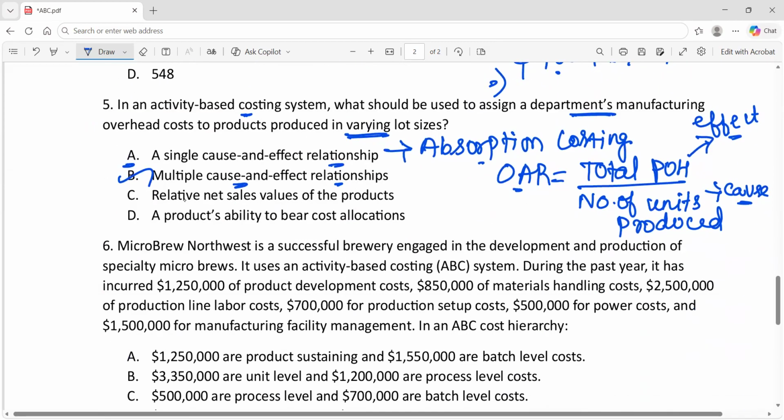Relative net sales value of the products is something that we will never use in activity-based costing. In fact, this is related to joint product costing. So option C doesn't make sense. A product's ability to bear cost allocation? No. So option B is the right answer: multiple cause and effect relationship.